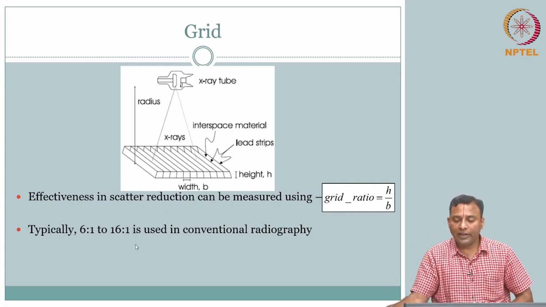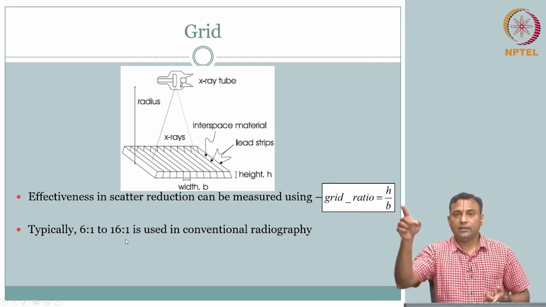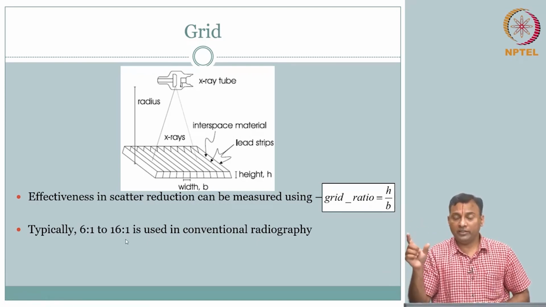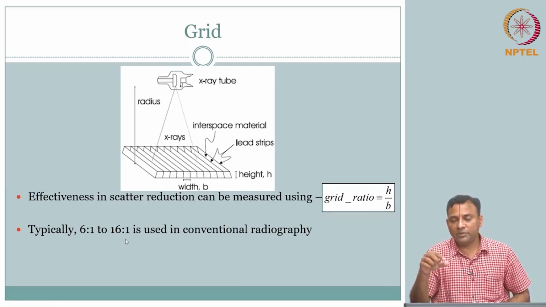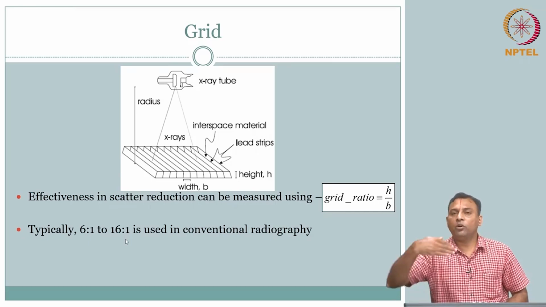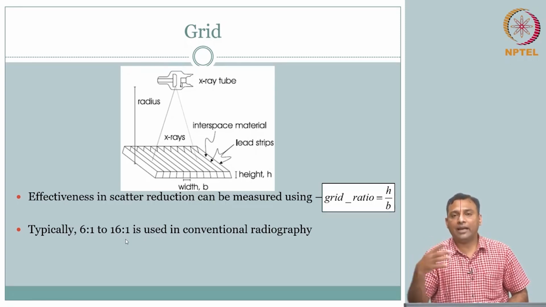So if you have a very large H, so the H by B ratio is large, that means you are going to be very strict. Or I can be tolerant: the H by B ratio can be small, which means I can allow a little more angles coming in, right? So you are essentially controlling how much of the Compton scattering you want to arrest.